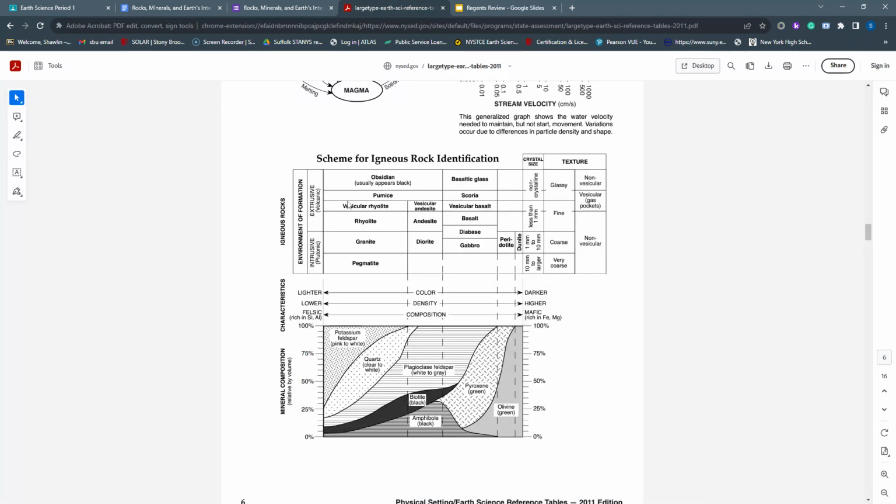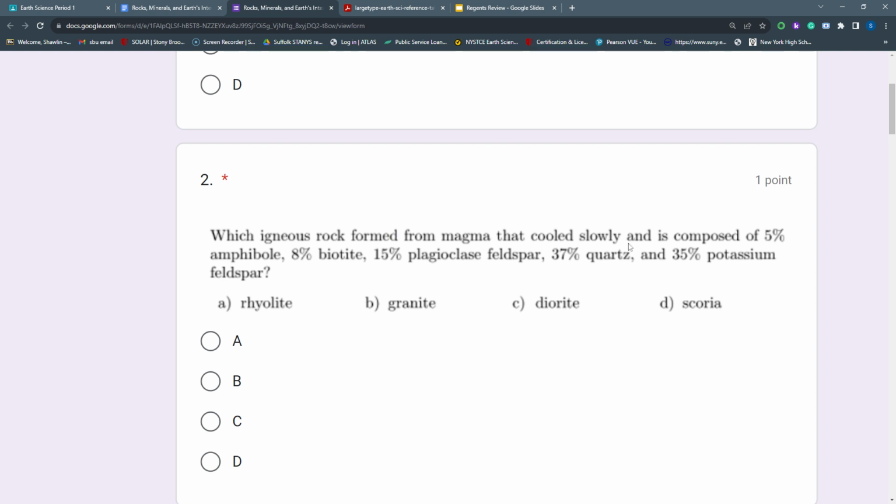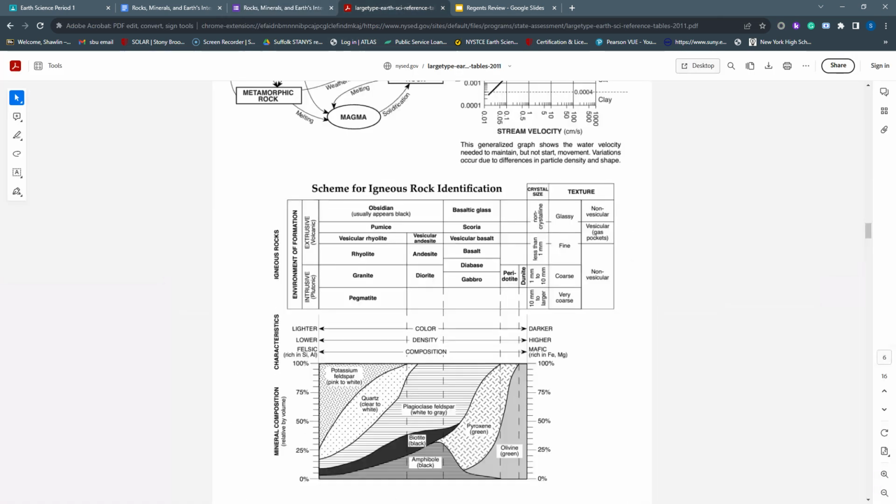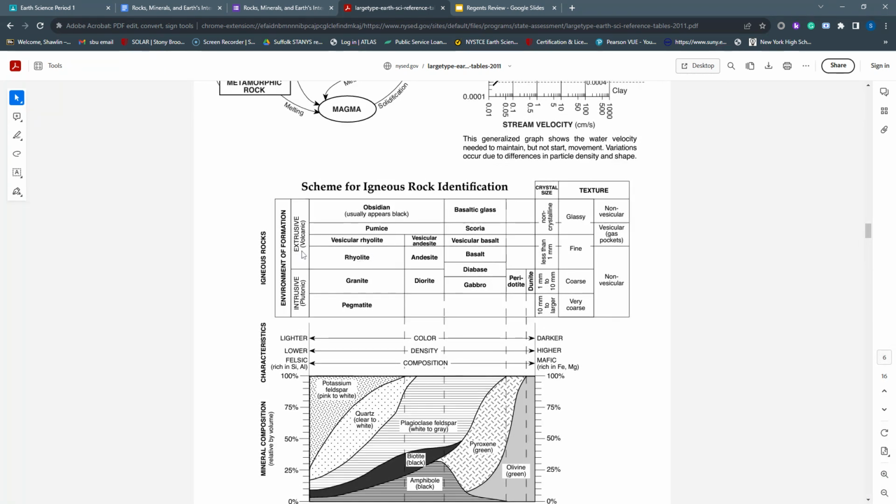This row up here shows my extrusive rocks. This row down here shows my intrusive rocks. I'm looking for an intrusive rock. Okay, so it cools slowly and it's composed of 5% amphibole, 8% biotite, 15% plagioclase feldspar, 37% quartz, and 35% potassium feldspar. Okay, so A is rhyolite. Let's see if rhyolite is intrusive or extrusive. Rhyolite right here is extrusive. I'm looking for an intrusive rock that cools slowly, so that's not it.